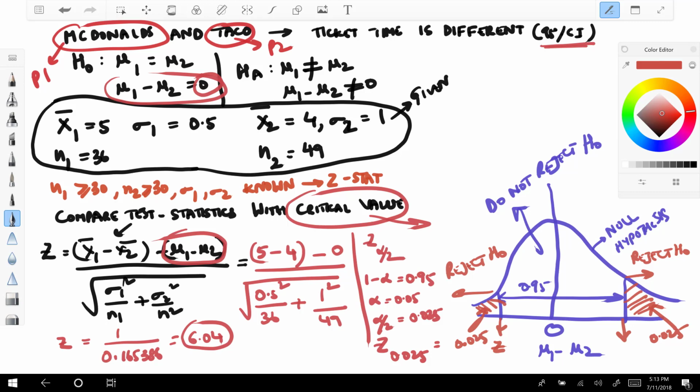So our z table, as you might know, only gives us the left hand side. So if we have a normal curve like this, the one which we are using will tell the z value only towards the left side. So the better option here would be to look for this z value. So I will go to a z table and look for z 0.025.